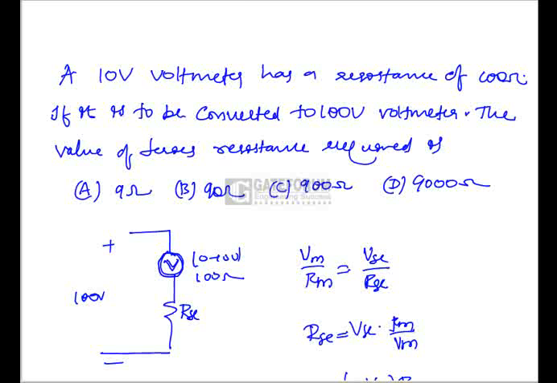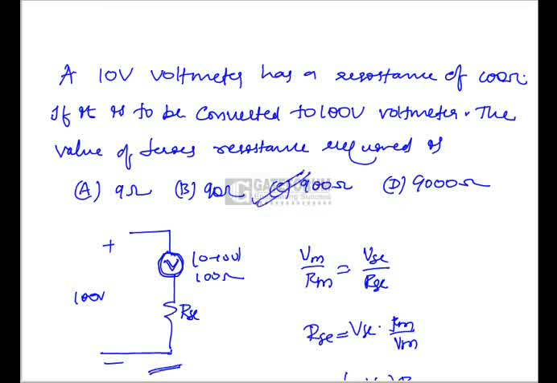Rm by Vm into V minus Vm, which is equal to V minus Vm is 90 into what is Rm value? Meter resistance is 100 ohms. Now what is Vm? Voltmeter range is 10. Now what is this one? We have to connect 900 ohms in series to that of voltmeter.